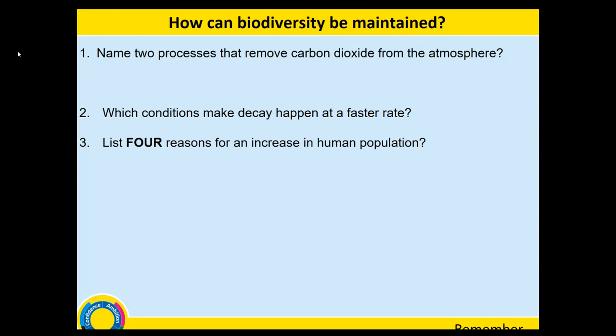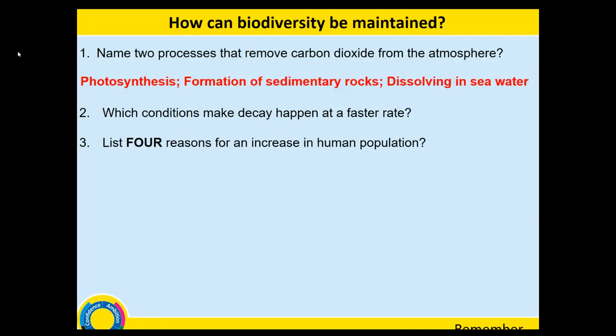Right. Two processes that remove carbon dioxide from the atmosphere. Of course, number one is dissolving in water. Number two is photosynthesis. Now, the carbon dioxide that dissolves in water, sometimes, when the water dries up, we have formation of sediments, leading to sedimentary rocks, and so on. And then, which conditions make decay happen at a faster rate? Warmth and moisture, or warmth and moist.